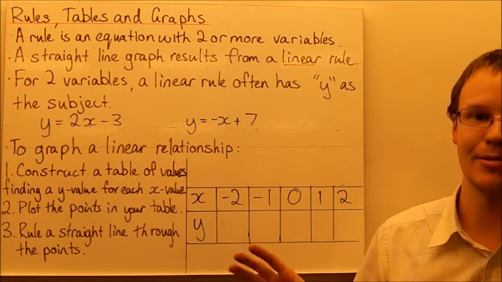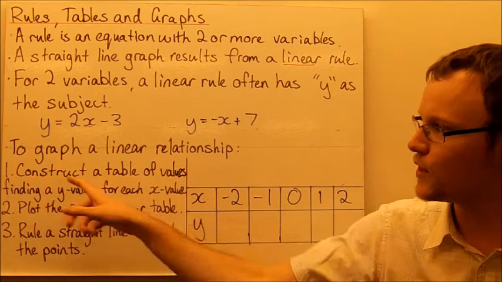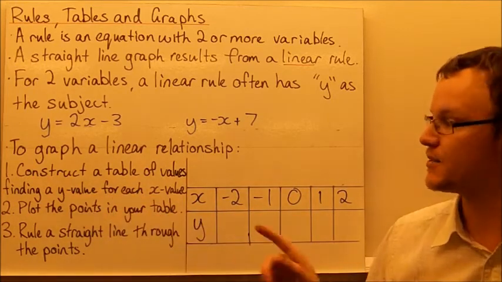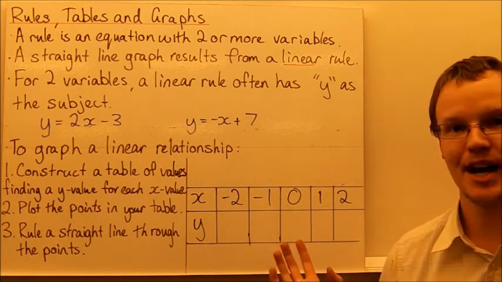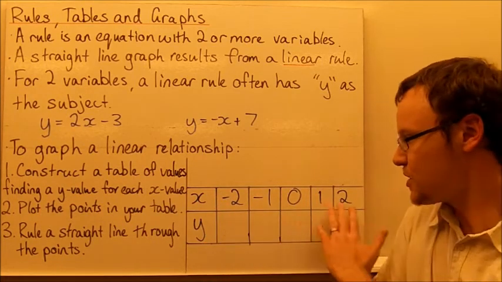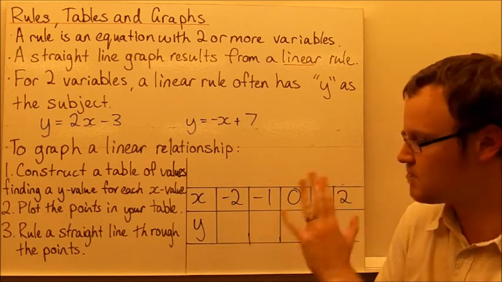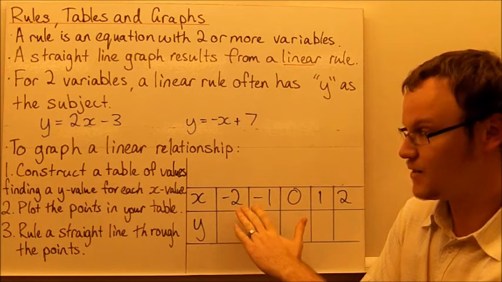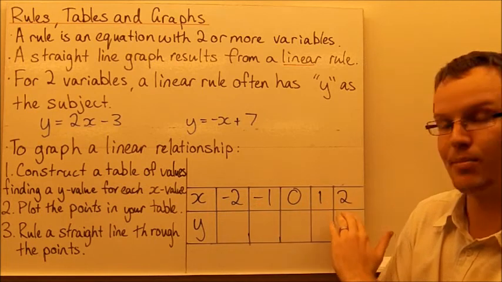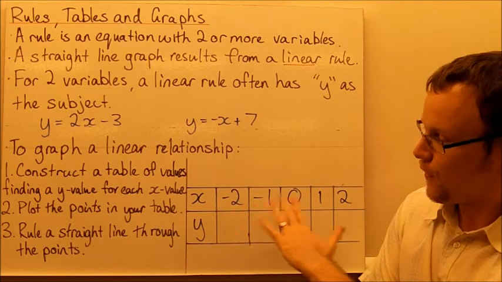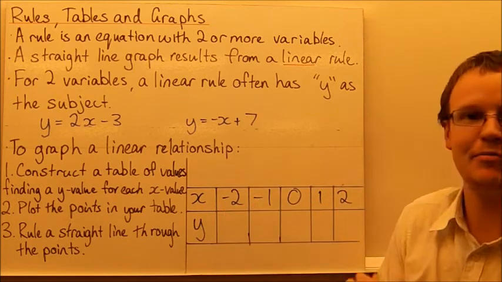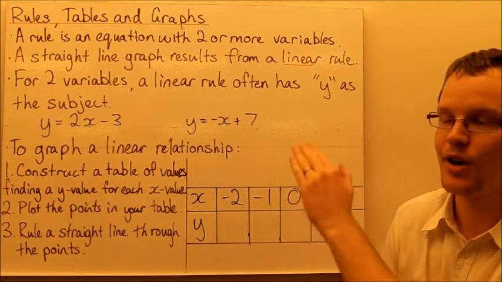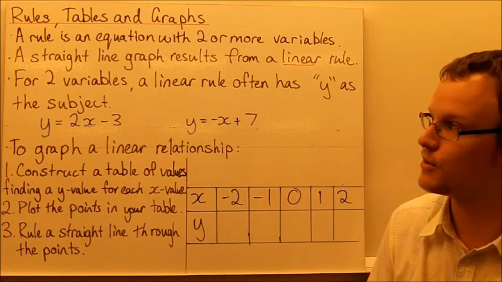So to graph a linear relationship, firstly you need to construct a table of values, finding a y value for each x value. So here we've got an example table of values. I've chosen the x values semi-randomly. I've just made sure that I've got a negative value, 0 and some positive values. 5 is usually a good number to have, but the minimum you need is 3 different values to show whether your relationship is linear or not.